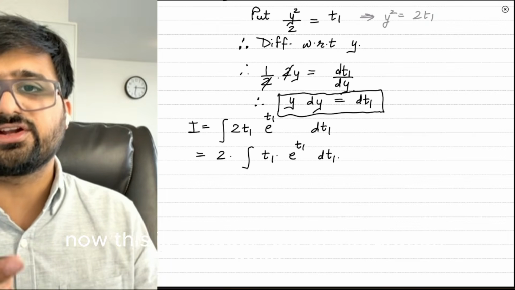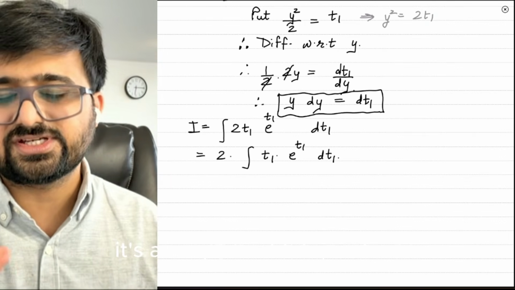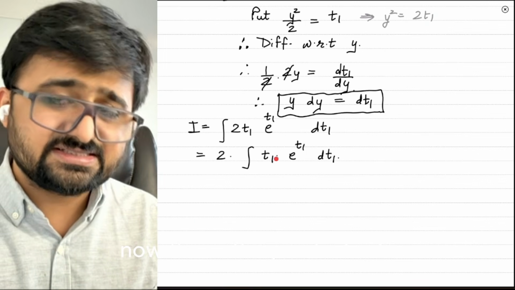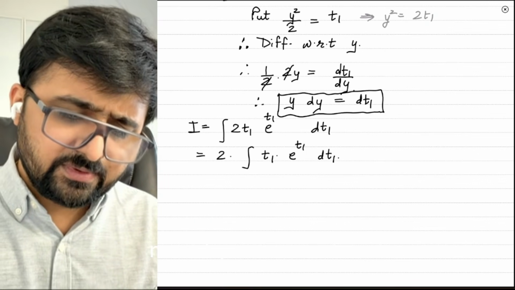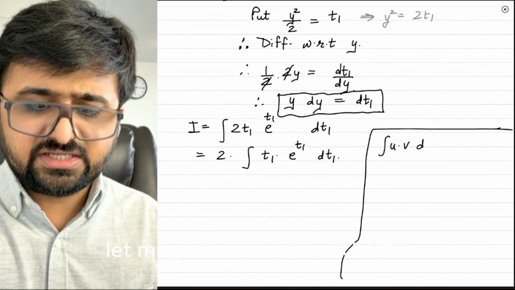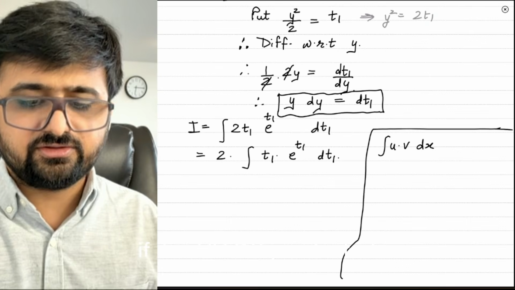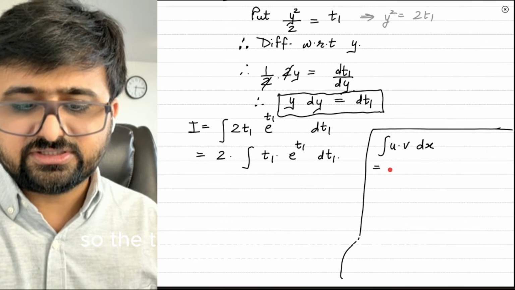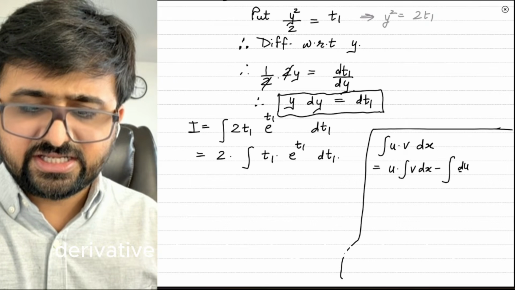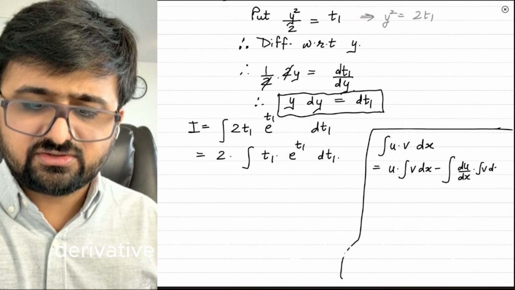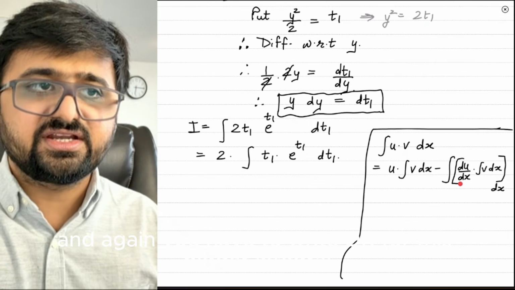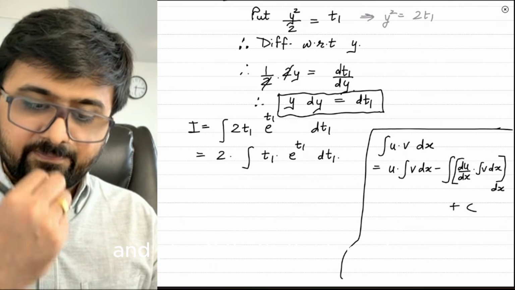Now this is product rule of integration. Okay, it's a very beautiful question. It is using a lot of concepts of calculus from all over the place. Now if you remember, for anyone who remembers product rule, let me just revise. If it is u v dx, the formula for this is u into integration of v dx minus integration of derivative of u into integration of v, okay, and again you have to write dx for this bigger integral, and plus c. That's the formula.